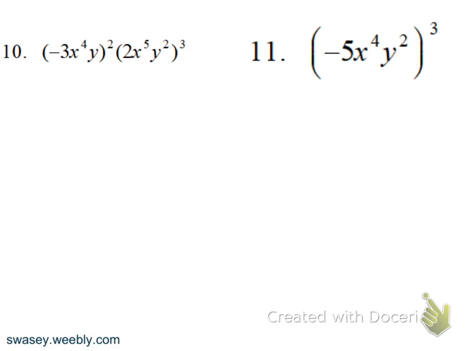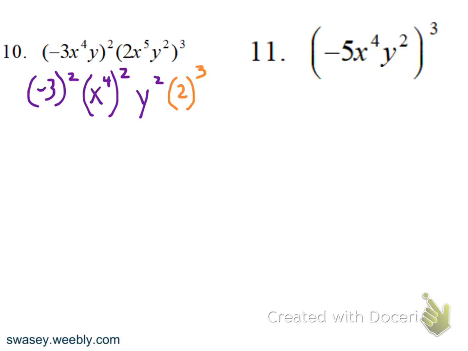Number 10. We've got a product to a power, so we're going to raise each factor to the power. So negative 3 has to be squared. X to the 4th has to be squared. Y has to be squared. And then for the second polynomial, 2 has to be cubed. X to the 5th has to be cubed. And y squared has to be cubed.